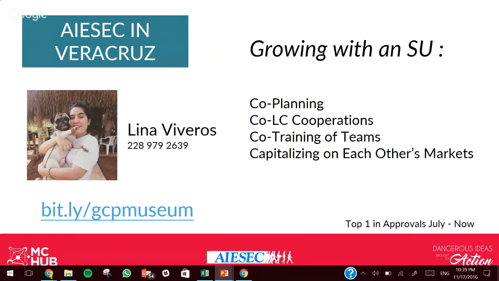And the way that she was really able to make it happen was not just by working with her LC in Veracruz, it was about growing with an SU, right? So Veracruz has an expansion, that's Costa Rica. And through co-planning things with them, working in LC cooperations that benefited both Costa Rica and Veracruz, co-training of their teams, making sure they had an identity and they were doing things together, and capitalizing on each other's individual markets, they were able to do way more than just one LC was doing.